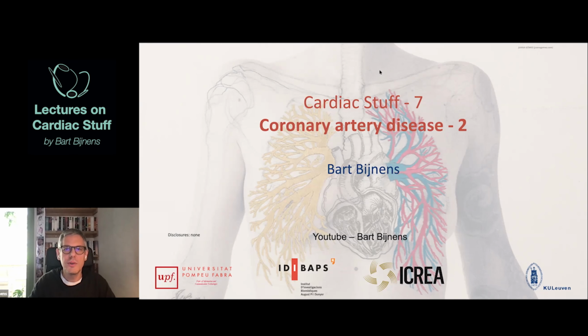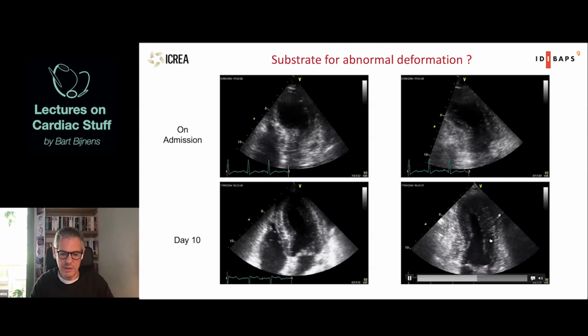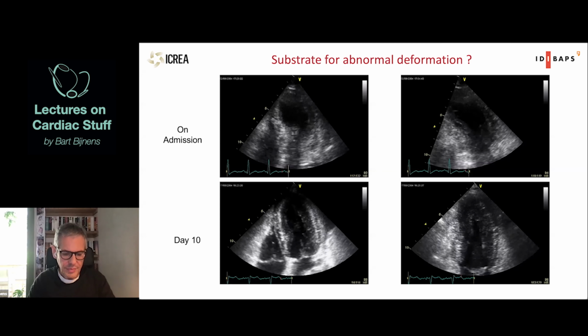Today I want to continue where we left off last time, where I was talking about coronary artery disease. Last time I talked about the underlying substrate, so what's happening with the myocardium with coronary artery disease. Today we'll go a little bit more into the cardiac mechanics, how cardiac deformation is changing when there is coronary artery disease.